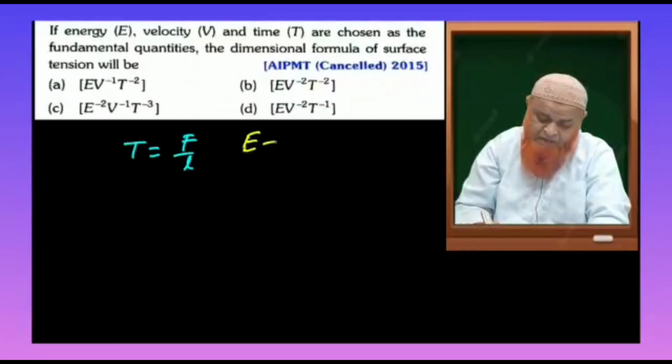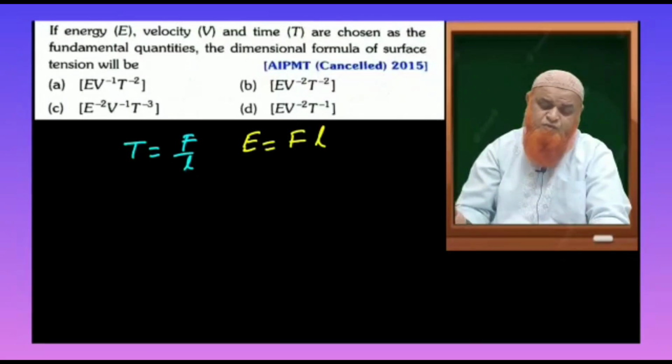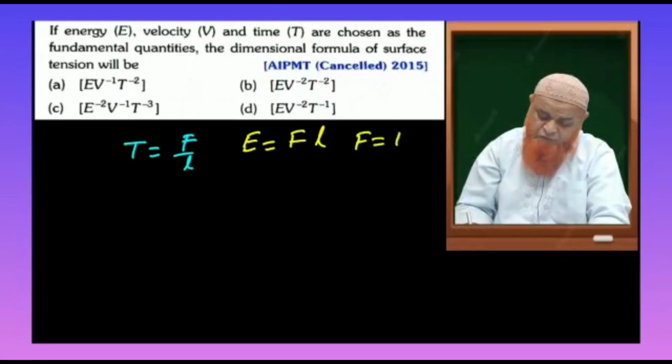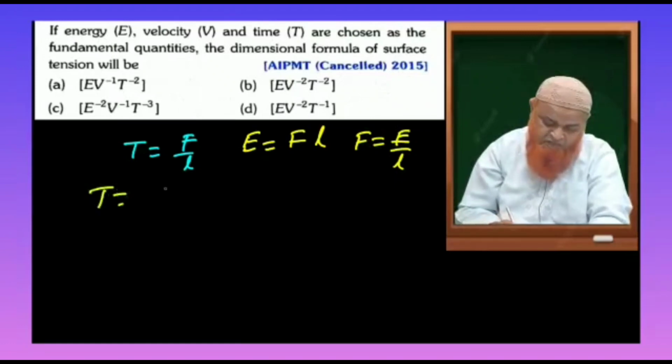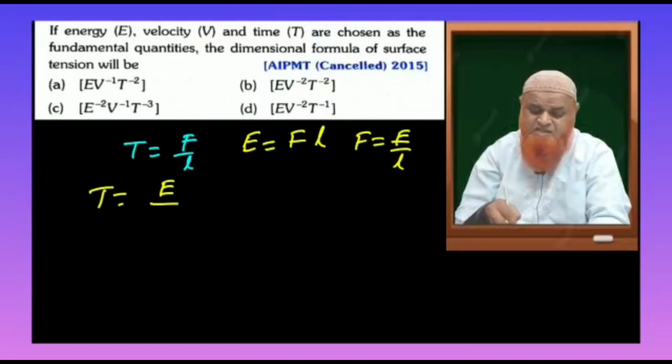I can take energy is equal to force into displacement. Here displacement, I will take it as length, because energy and work both are the same. So energy is force into length. Then I can write force is equal to energy by length. That's it. So instead of F, I will be writing E by L. Already force by length, one more length is there. So it is going to become E by L square.